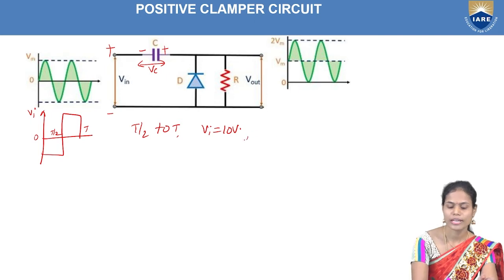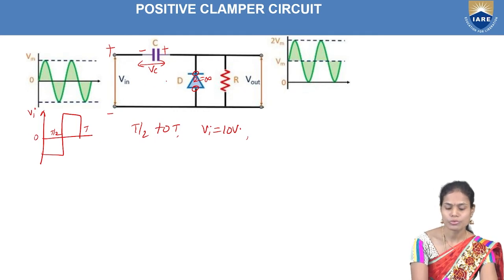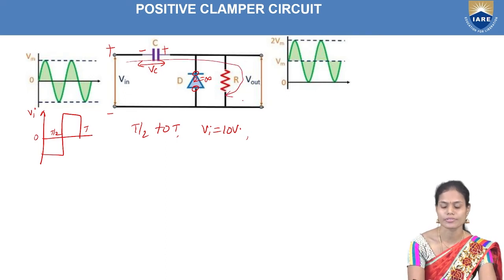So in this case, for the cathode terminal of the diode, we are providing the positive voltage, and for the anode terminal of the diode, we are providing the negative voltage. So the diode is in open circuit now. It has infinite resistance. So the total signal will appear across the resistor here.